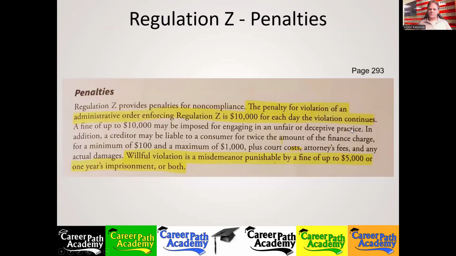And here are those penalties once again: up to $10,000 a day, or not up to, but $10,000 a day for each day that the ad is violating Regulation Z in the public domain. Okay. And you have all this already in your notes, right?